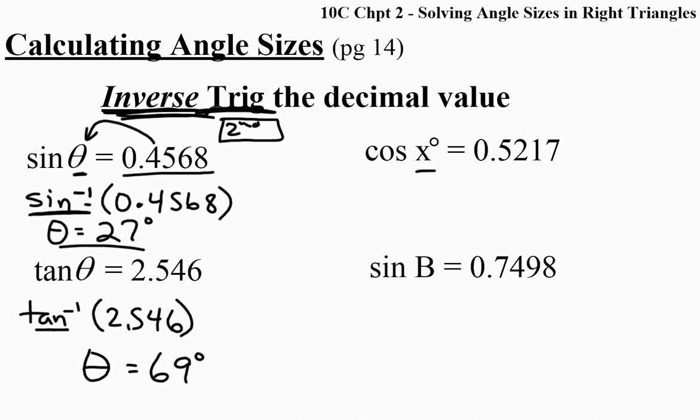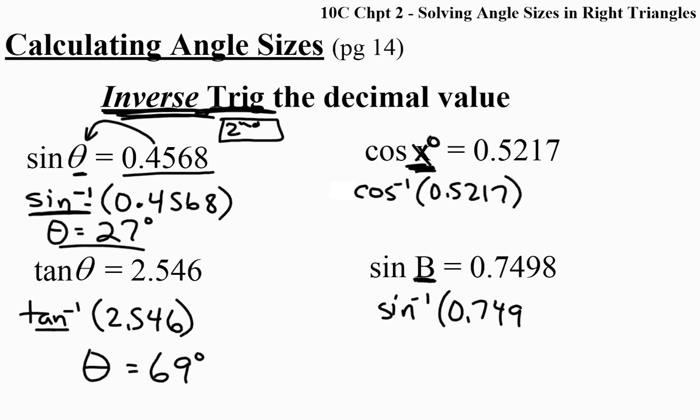The next two, same thing. We want cosine of some angle degree. We want the sine of some angle B. And we know what the decimal is, so we need to inverse cosine the decimal value, and we need to inverse sine the decimal value. When we do that on our calculator, it will give us the angle size.